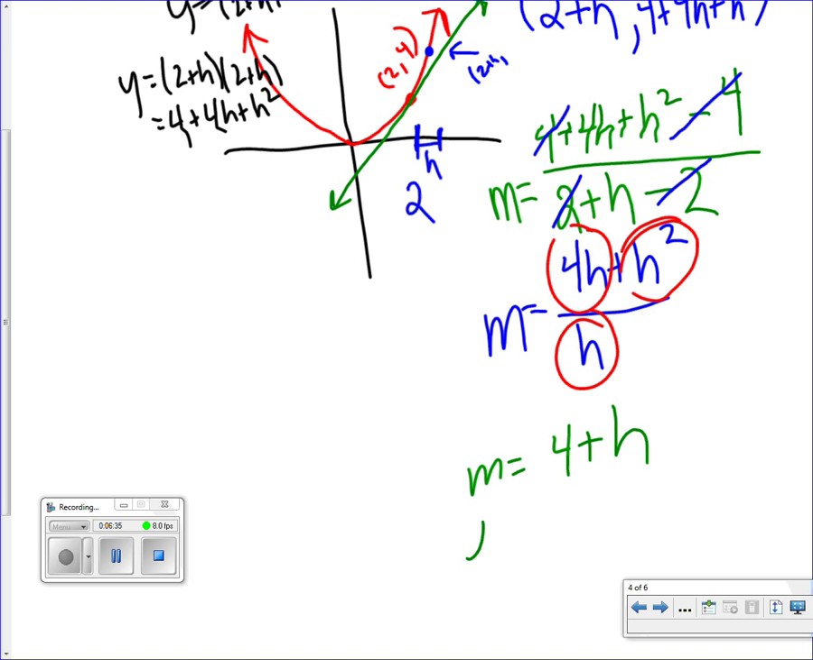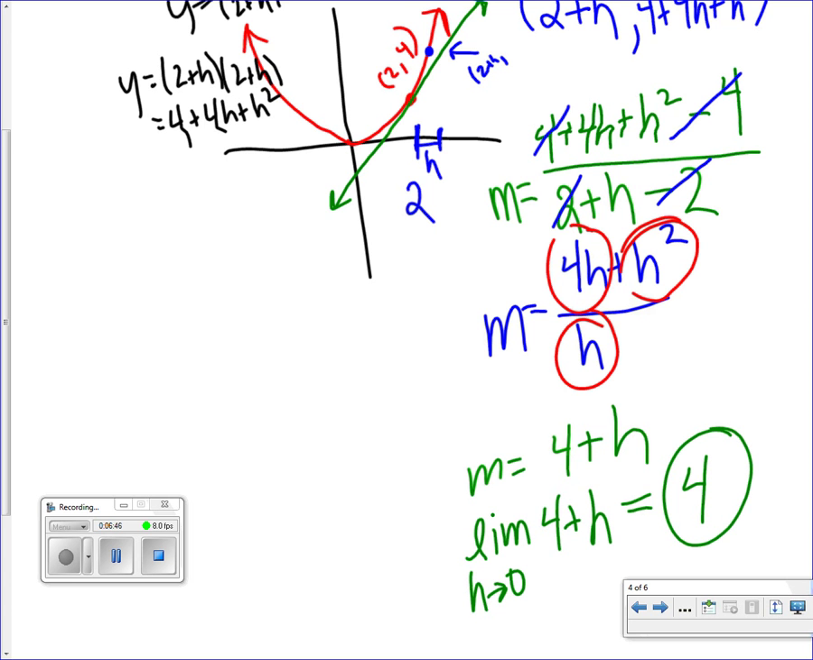So what we're really doing here is we're finding the limit as h approaches 0 of 4 plus h. And that will be 4. So the slope at the point (2, 4) is 4.